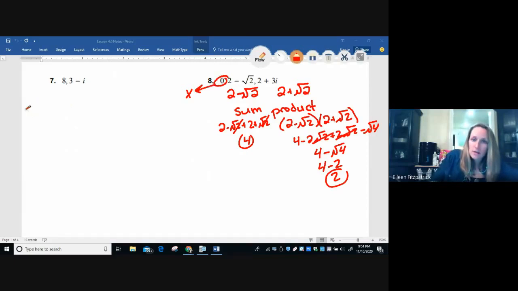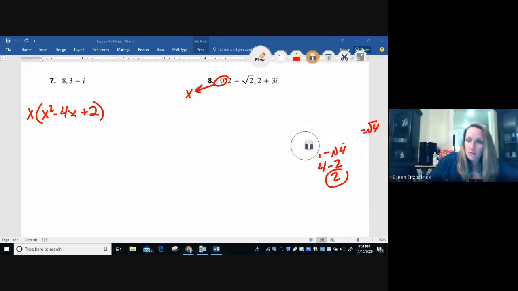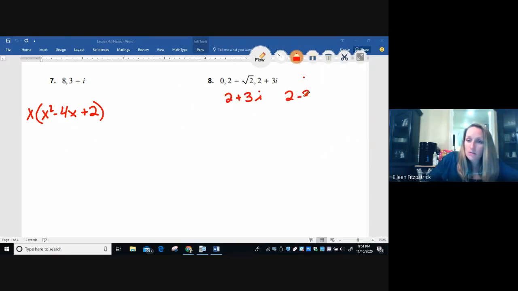Okay, so I'm going to do the work over here, just so, again, the 0 gave me a factor of x. And then the sum and product rule for the 2 minus root 2 is going to be x squared minus the sum, which is 4x, plus the product, which is 2. All right, I have to do one more, right, because I have another solution. If 2 plus 3i is a solution, so is 2 minus 3i.